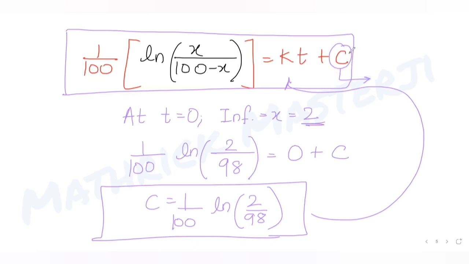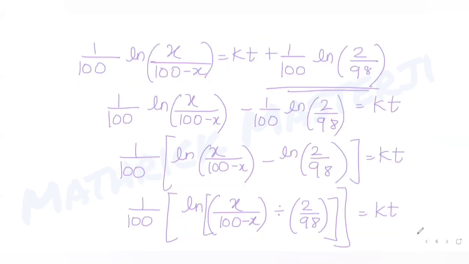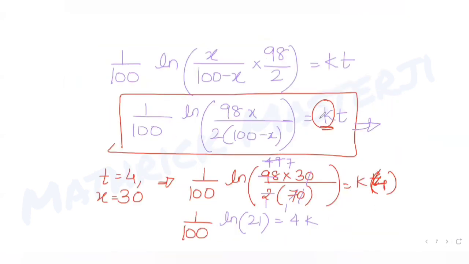To find the constant of integration, we use the first given condition that at time t equals to 0, 2 people were infected. That gave me the value of c, the constant of integration. And further I solved with another condition to find k, the constant of proportionality, which told me at time t equals to 4, the number of infected students were 30. That gave me the value of k.